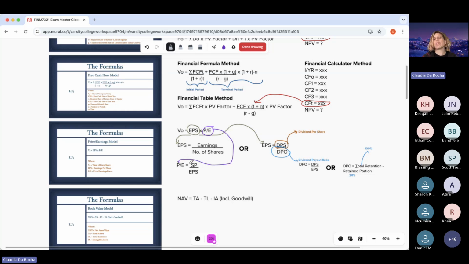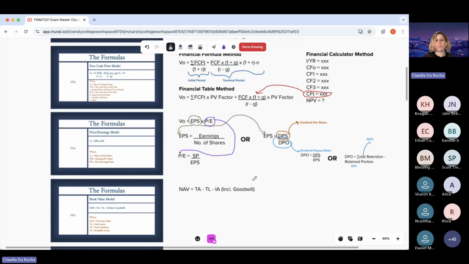This formula can be used, or they can give you an industry-specific price earnings ratio and ask you to adjust it for the risk of the company, which is what we'll do in a question. So you need to know all these different pieces. It's all revision of what you would have done before. So we need to make sure that we know all of this.